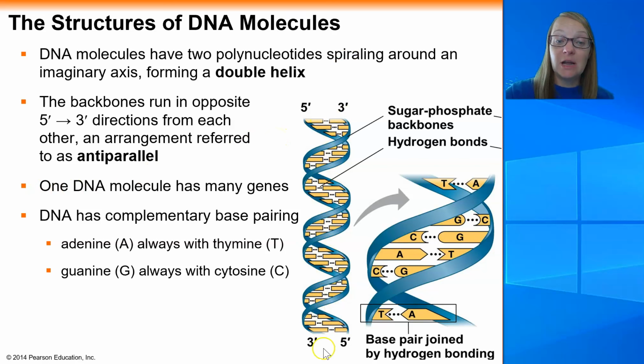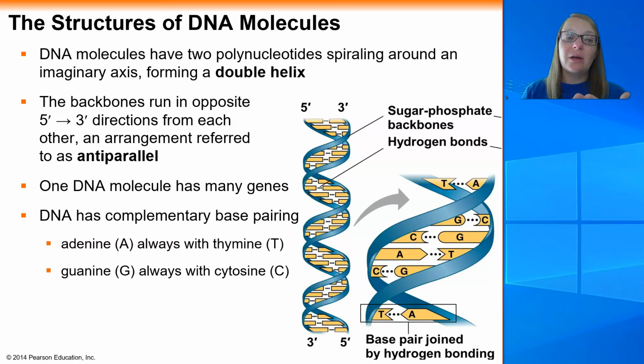One long DNA molecule, and this is only part of a DNA molecule, has many genes. It can have hundreds to thousands of different genes just on that one DNA molecule. So it holds a lot of information. And then when you have those two polynucleotides spiraling around each other, you also, to hold that structure in place, have complementary base pairing between the bases.